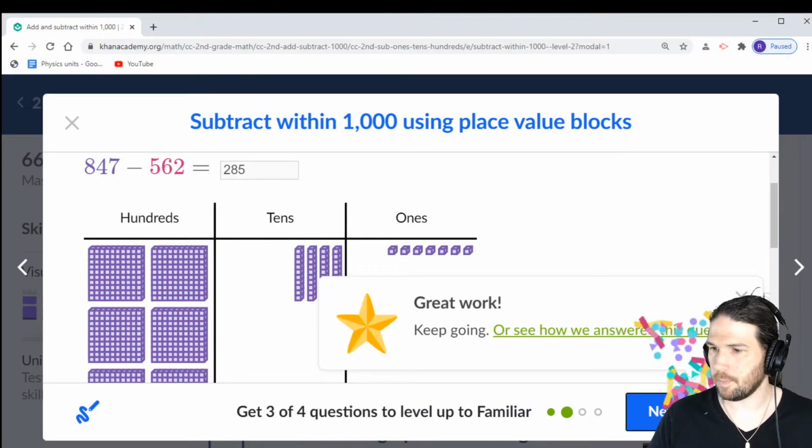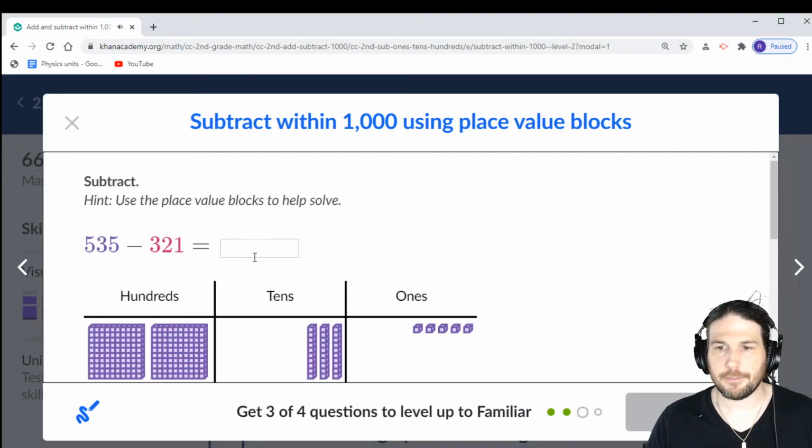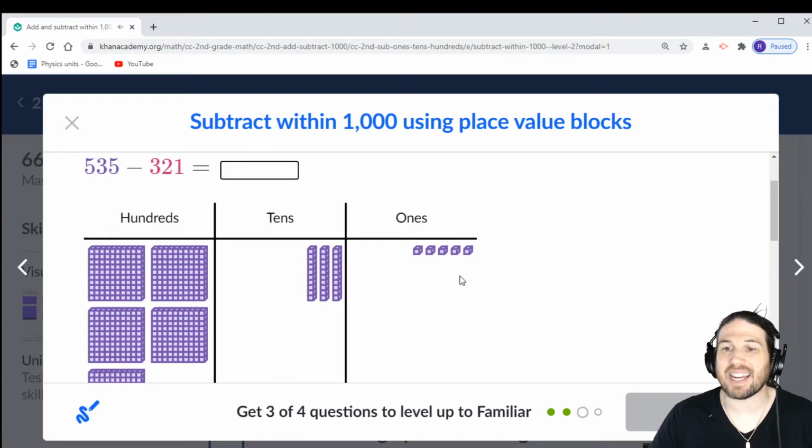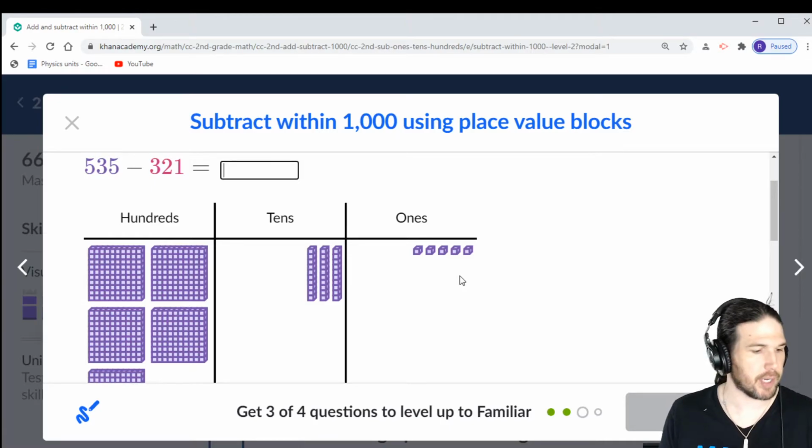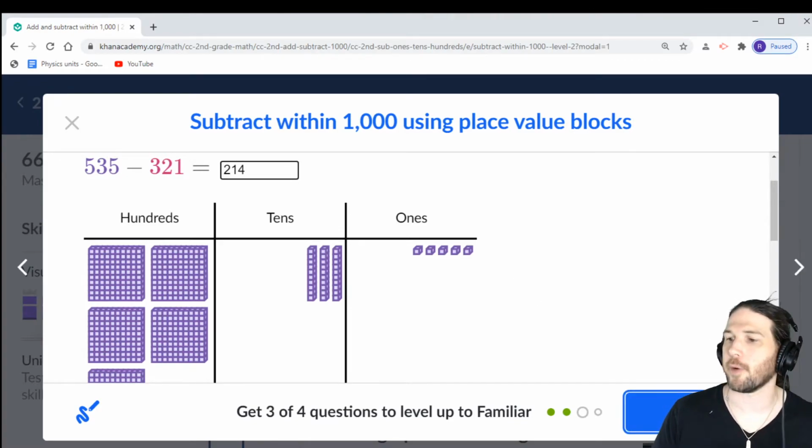285. Moving on. 535 minus 321. Again, when there is no regrouping and no borrowing, it makes it so much easier. 500 minus 300 is 200. 30 minus 20 is 10. 5 minus 1 is 4. The answer is 214.